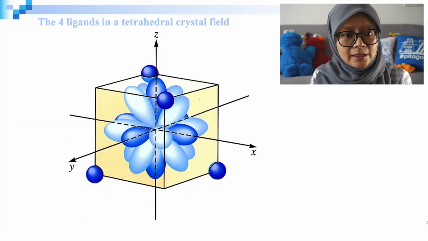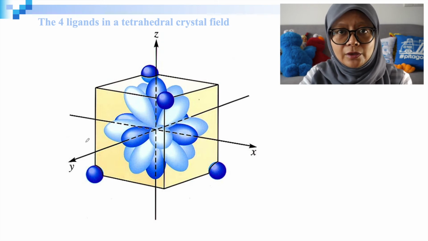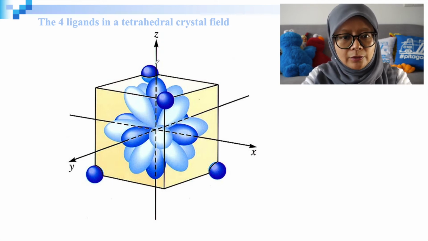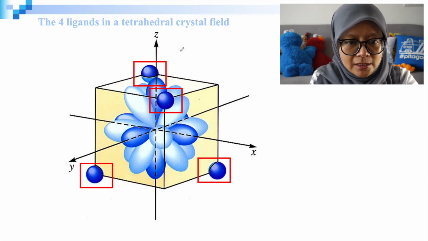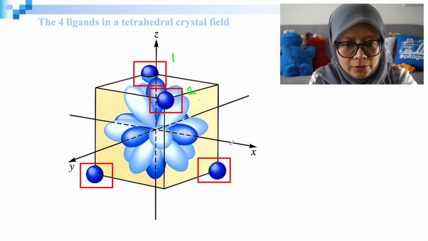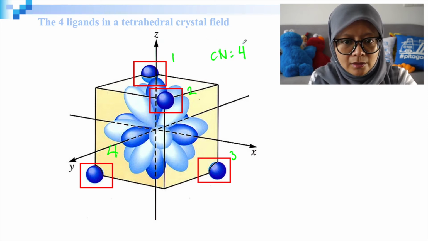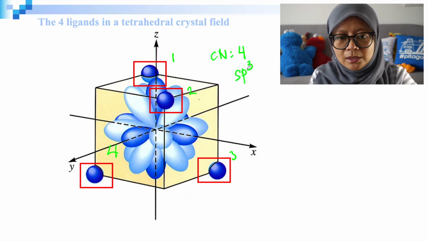So here, this is the 4 ligands in tetrahedral crystal field, where we have the first one here. This is number 1, 2, 3, and also 4, where the coordination number here is 4. Where we have here the sp3 hybrid orbital.